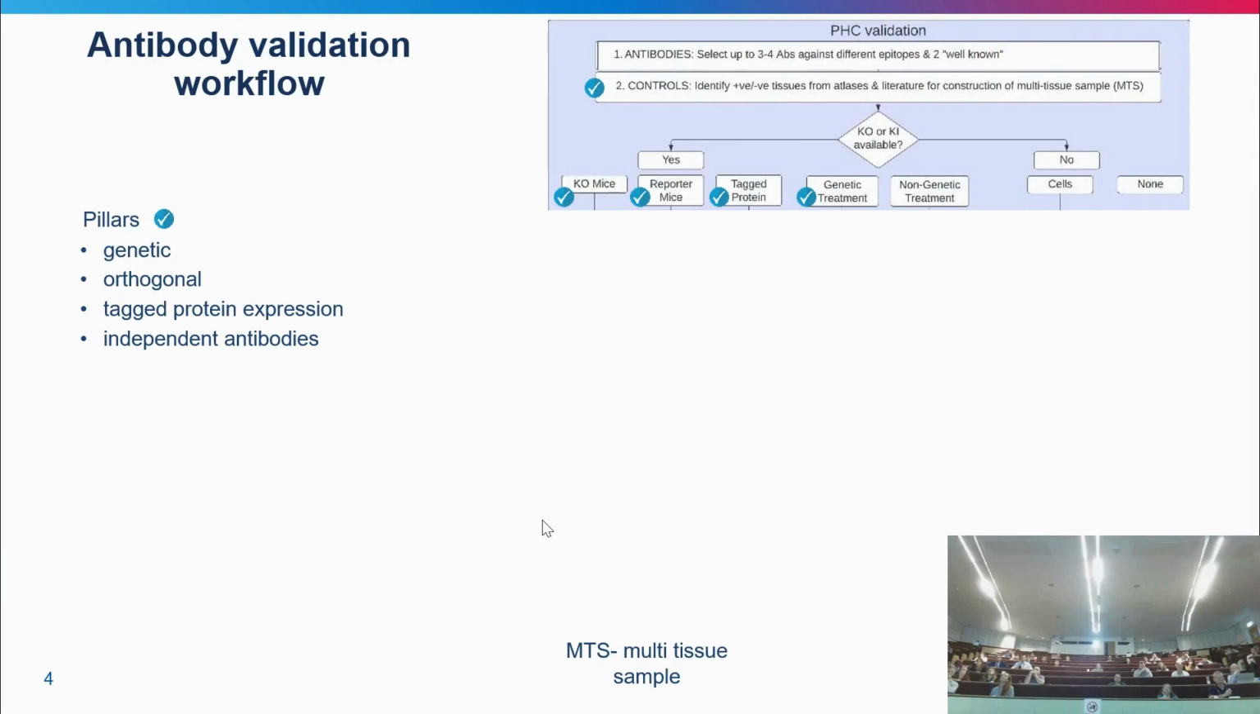And then, since we are in preclinical research, we look at what other controls are available for us, coming from the requesters. Do we have knockout mice, reporter mice, tagged protein, genetic treatment? All of this in application to the tissue. This is not the cell lines. Then we also have the choice of non-genetic treatment, cell lines, which could be knockout, or cells high or low in the expression. And in some cases, we have no special requests.